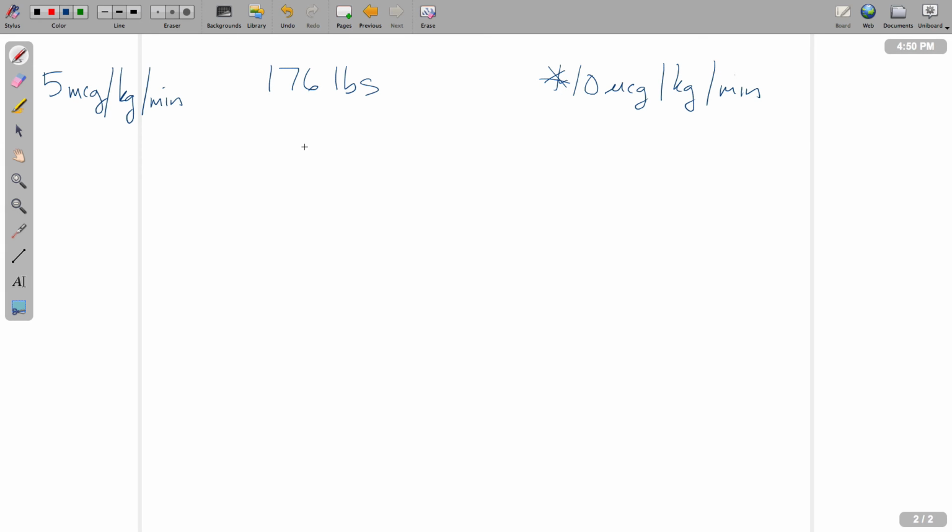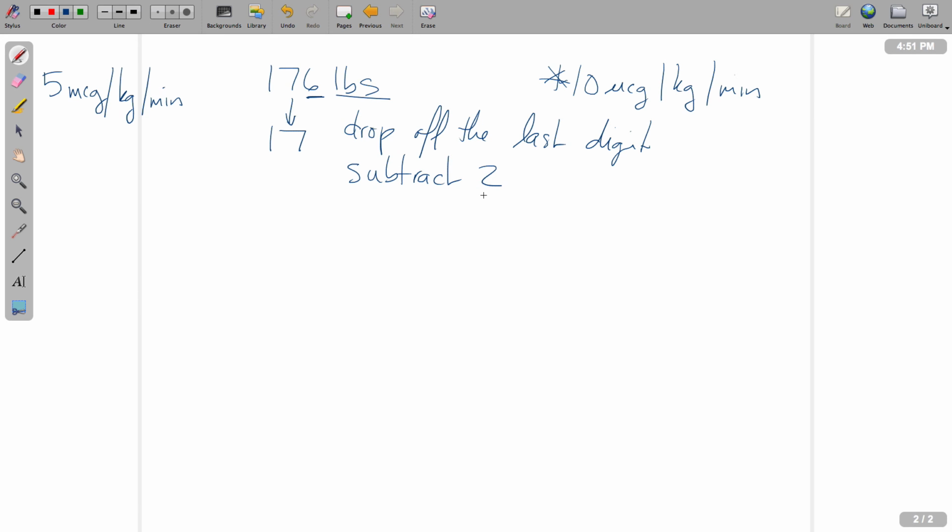All right, so here is the trick. The trick is do not convert this patient's weight to kilograms. Leave it in pounds. The first thing you're going to do is drop off the last digit. So you're going to take this 176 pounds and drop off the last digit. This is the last digit. So you're going to end up with 17. The next thing you're going to do is subtract 2. Always. You don't subtract 6 for some or 7 for some or 1 for others. It's always subtract 2. Always. Now you end up with this number, and that number is 15.